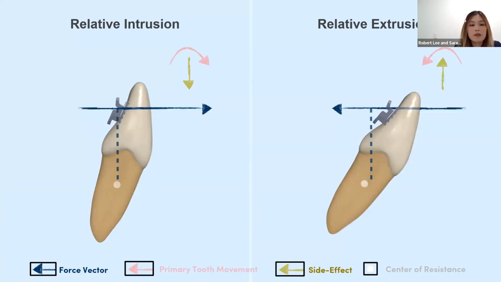So just a reminder of the biomechanics: when we have crowding and proclination from the unraveling of the crowding, the proclination will also lead to a relative intrusion side effect. On the opposite side, when you have any retroclination of the incisors, you end up having a relative extrusion side effect.